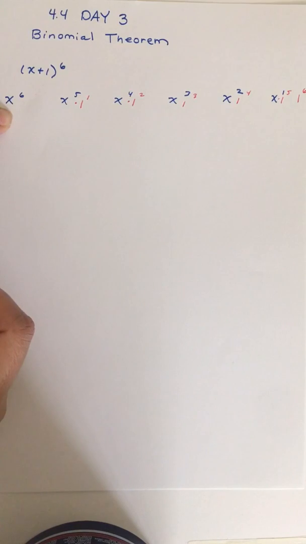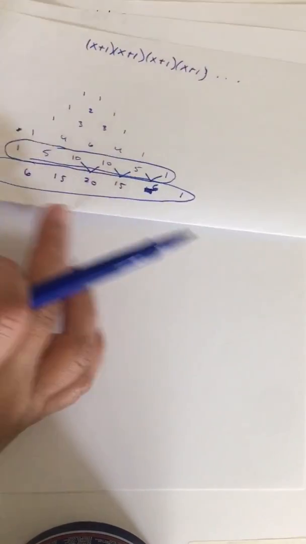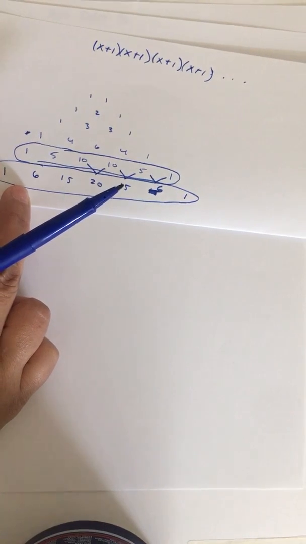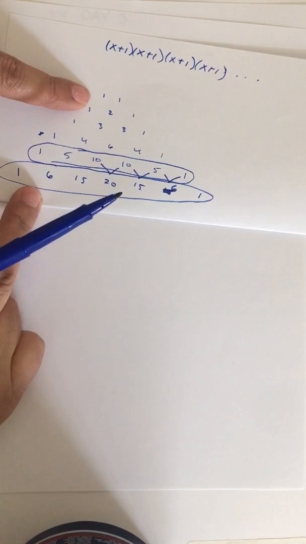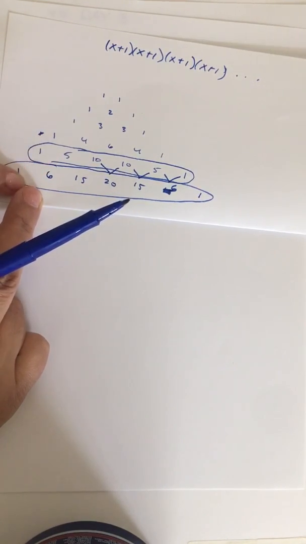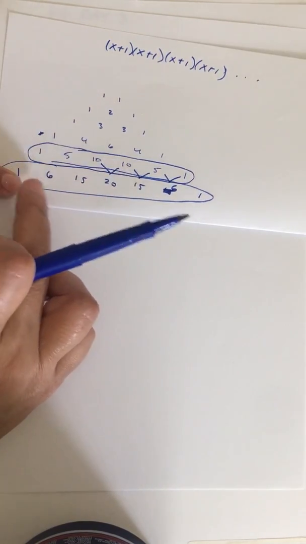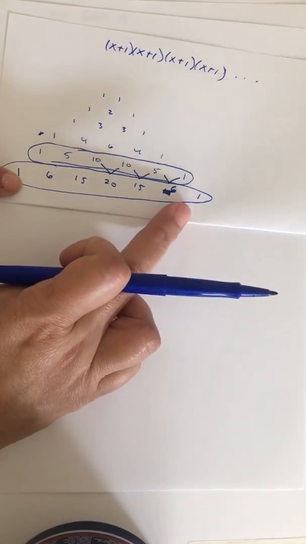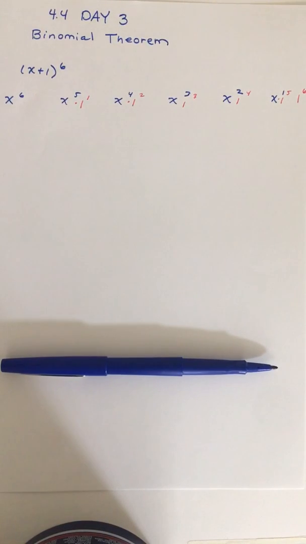Okay, so now that we have the expansion written out, now we put the numbers from the Pascal's triangle. So I'm going to take my Pascal's triangle, go down to the 6th row, and you're going to take these numbers and plug them into your polynomial. So 1, 6, 15, 20, 15, 6, and 1. These are the numbers I'm going to plug in. And these are the coefficients.